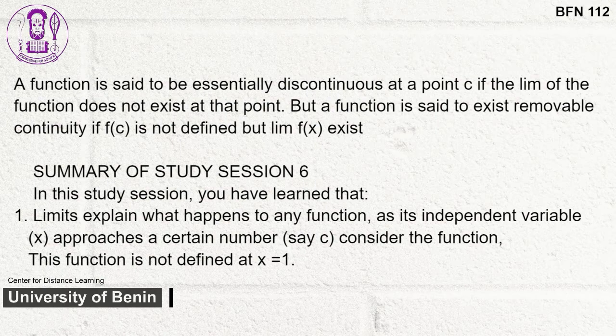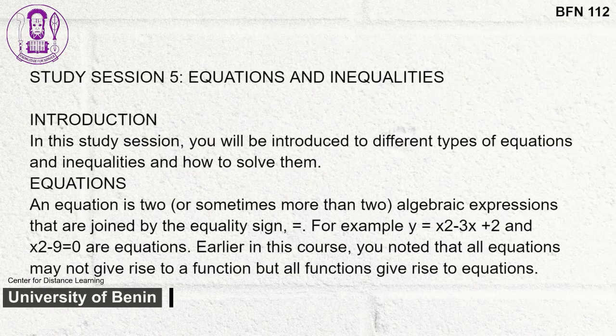Summary of Study Session 6. In this study session, please note the following. 1. Limits explain what happens to any function as its independent variable, x, approaches a certain number, say c. Consider the function y = (x² + x − 2)/(x − 1). This function is not defined at x = 1. 2. If lim f(x) and lim g(x) exist, then x to c, x to c. 3. A function is said to be continuous at a point x = c if the graph of that function is unbroken at point c. 4. Types of discontinuities are removable discontinuity and essential discontinuity.